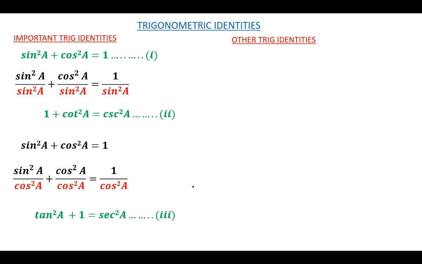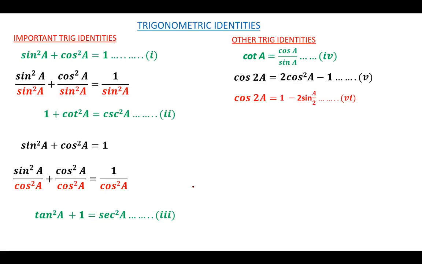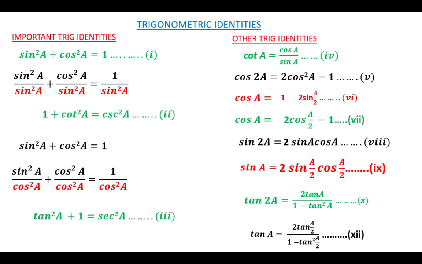And then there are also other trig identities. These are the half and double angle formulas. These are the ones that I'm putting here. First of all, we have cot A. We know that cotangent of A is just the same as cos over sine. Of course, we know that the tangent of A is sine over cos, meaning the reciprocal of tan gives you cot. So there's also this one here, which is number 5, which is just the double angle formula for cos. There's also the 6th one, it's just the double angle formula for cos. You need to know these trig identities.